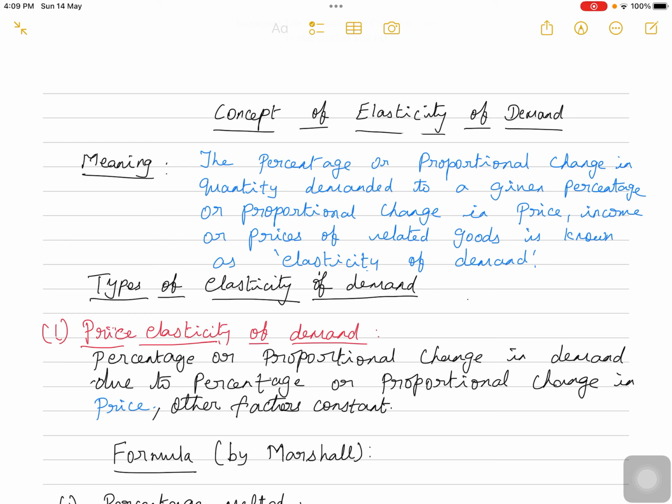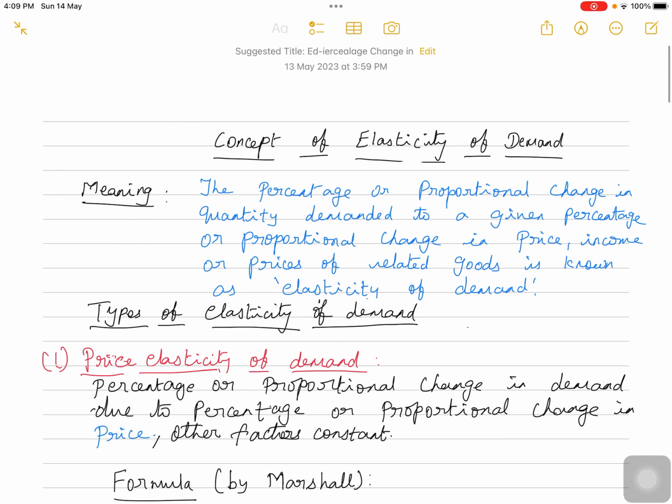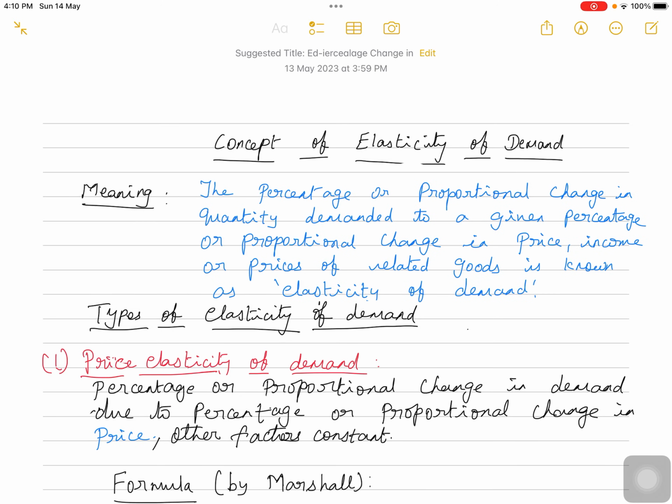But if the demand is changing too much because of the change in price, then for that commodity it is elastic. So I put it in an easy-to-understand method for you. You take two things: one is a rubber band and another one is a thread. Now, what is the difference you find between a rubber band and a thread?